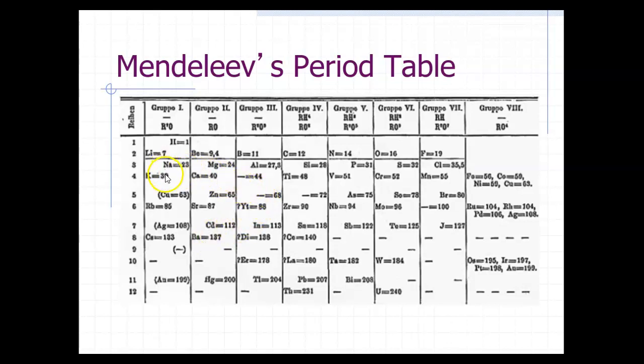So he grouped things together. He organized things by ascending mass, but he also grouped things together that had similar properties. His group 3 has boron and aluminum, like our group 3. His group 4, like our group 4A, has carbon and silicon, etc. And so that was his early periodic table.